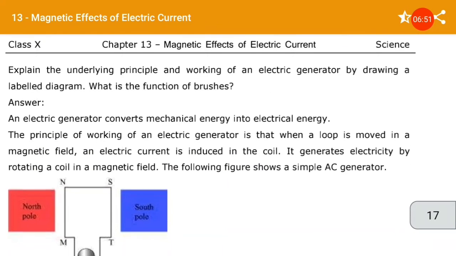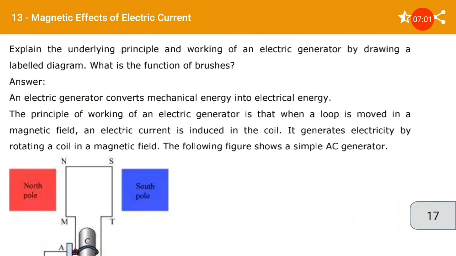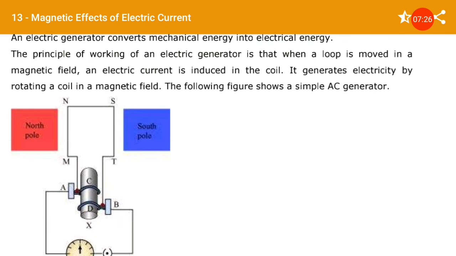Now the next question. Explain the underlying principles and the working of an electric generator by drawing a labelled diagram. What is the function of brushes? The electric generator converts mechanical energy into electrical energy. The principle of working of an electric generator is that when a loop is moved in a magnetic field, an electric current is induced in the coil. It generates electricity by rotating a coil in a magnetic field. And you can see the figure, which is a simple example of an AC generator.